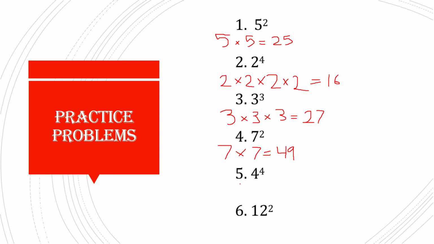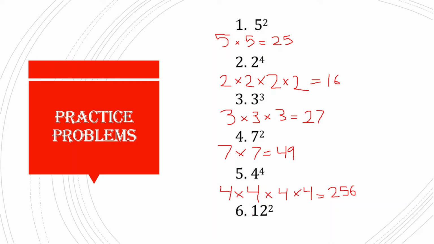Next we have 4 to the power of 4, so we would do 4 times 4 times 4 times 4. So 4 times 4 is 16, 16 times 4 is 64, then 64 times 4 is 256.